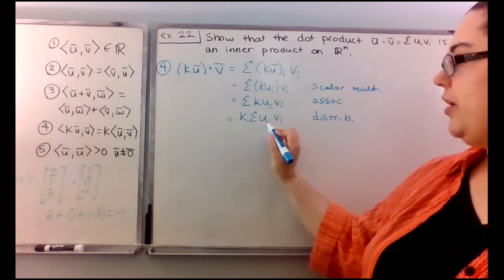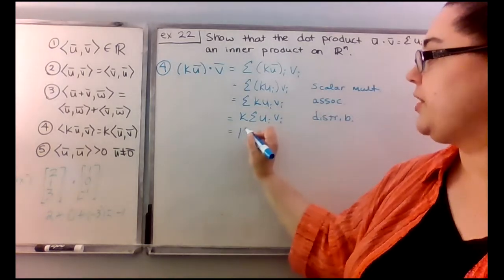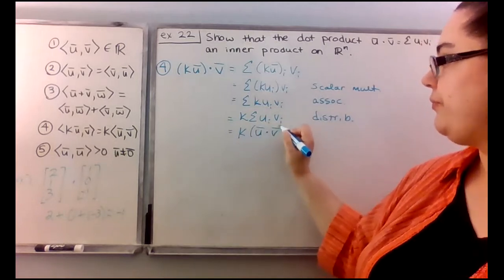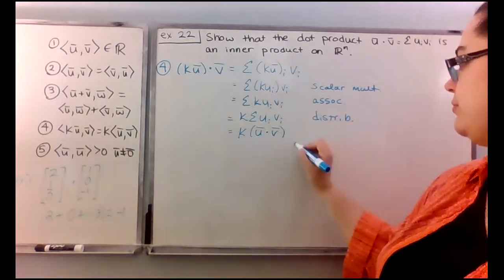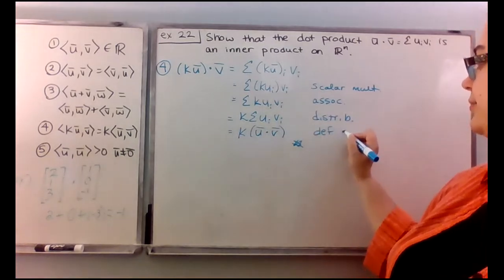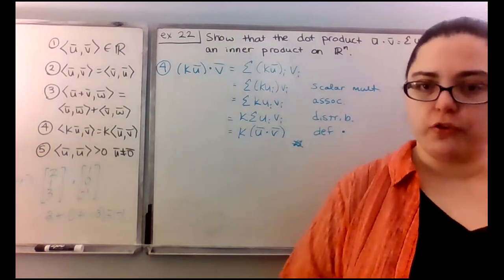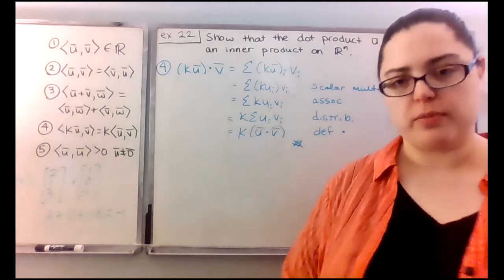But the sum of u_i v_i, why, that's just u dot v. So this is going to be k times u dot v, which is what we needed to show here. And again, that's our definition of dot. All right, so that's our proof for 4. This one's fairly similar to the previous proofs that we had been working on.